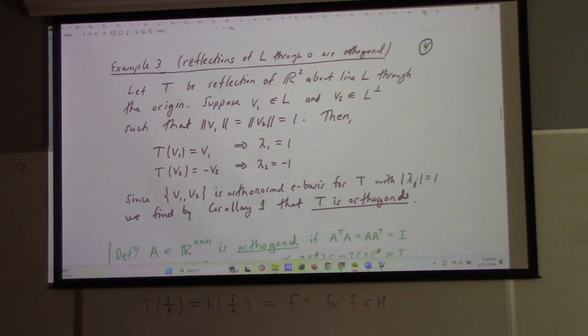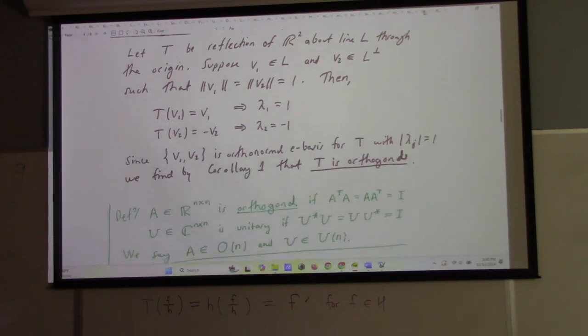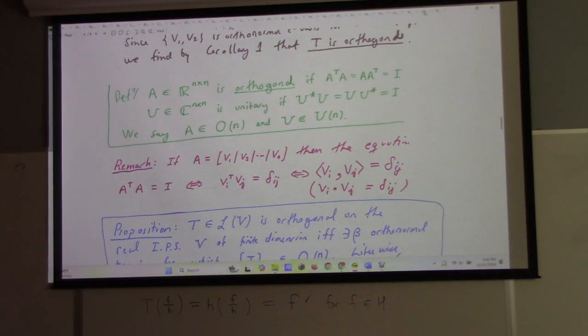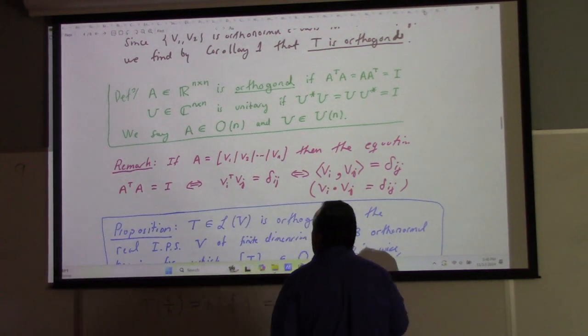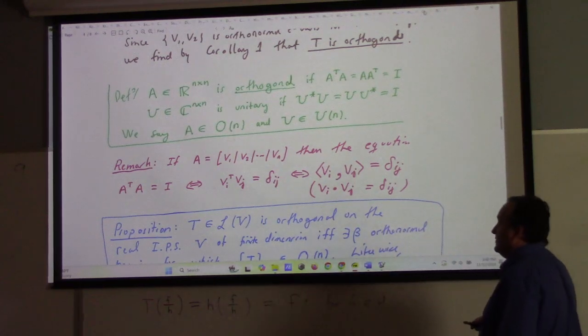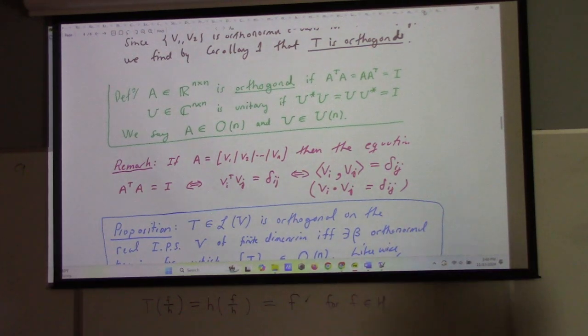That's actually not how I typically look at orthogonal transformations. Truth be told, I almost always look at orthogonality in terms of what we're about to talk about right here. A matrix A is orthogonal if A transpose A is equal to A A transpose is equal to the identity. A matrix in the complex case is unitary if U star U is equal to U U star is equal to I, right? Unitary matrix, orthogonal matrix.